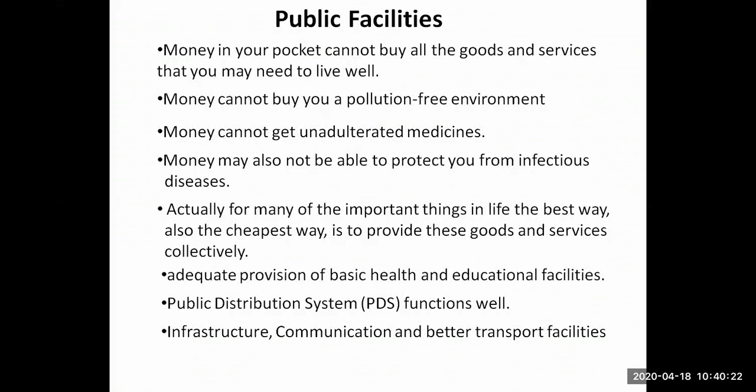Now, how can we have these earlier 3 points? Because see the thing I have written here, we have to work for all these things collectively. See the 4th point. Actually, for many of the important things in life, the best way, also the cheapest way, is to provide these goods and services collectively. Now we are fighting this virus collectively. Those people who are landless laborers, who are pulling rickshaws daily, who are casual laborers, are unable to earn income now. So collectively, some people from the Gurudwara are providing them food to eat.